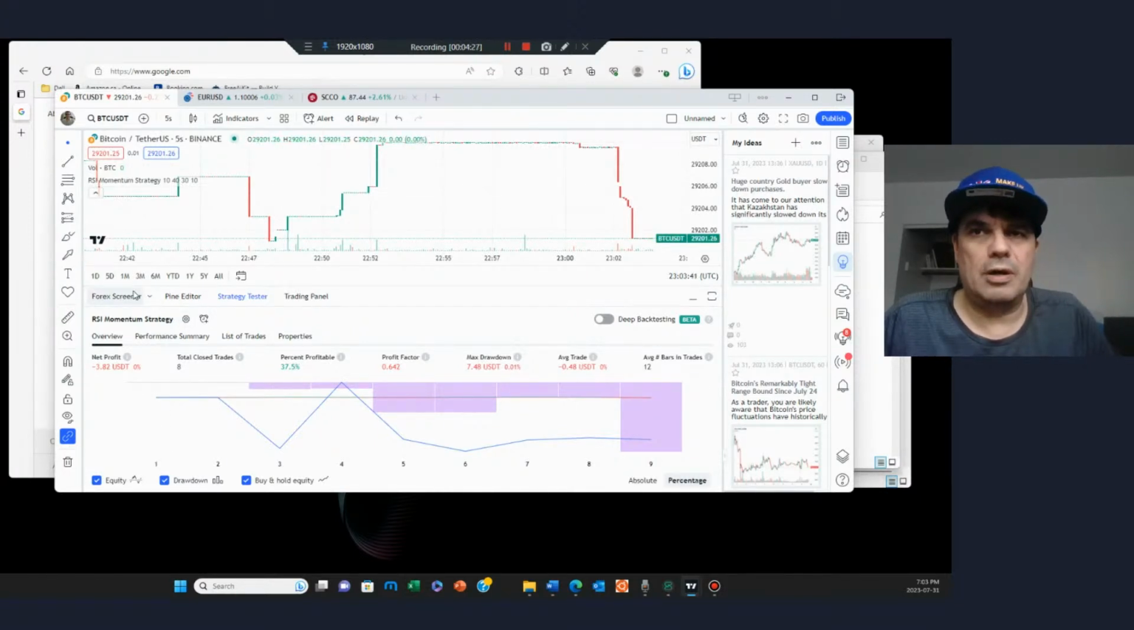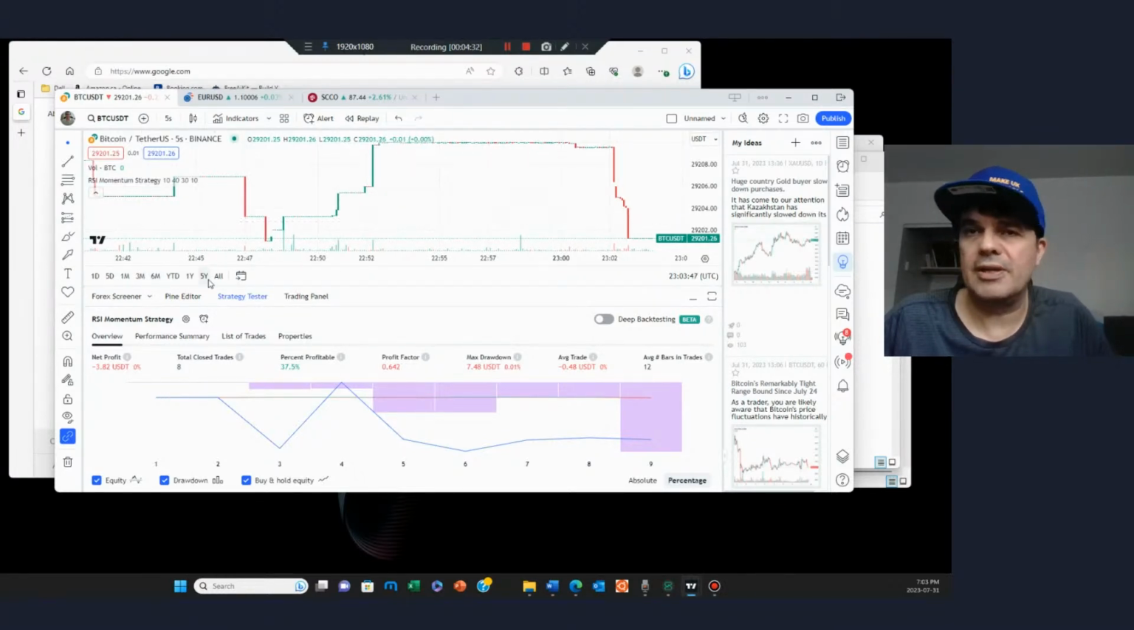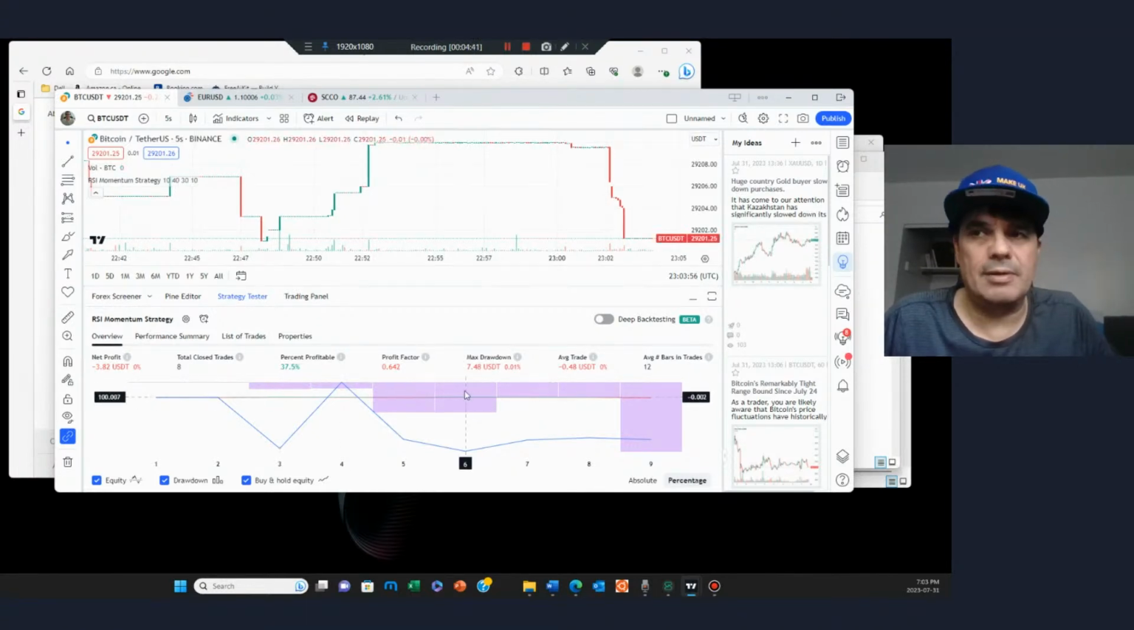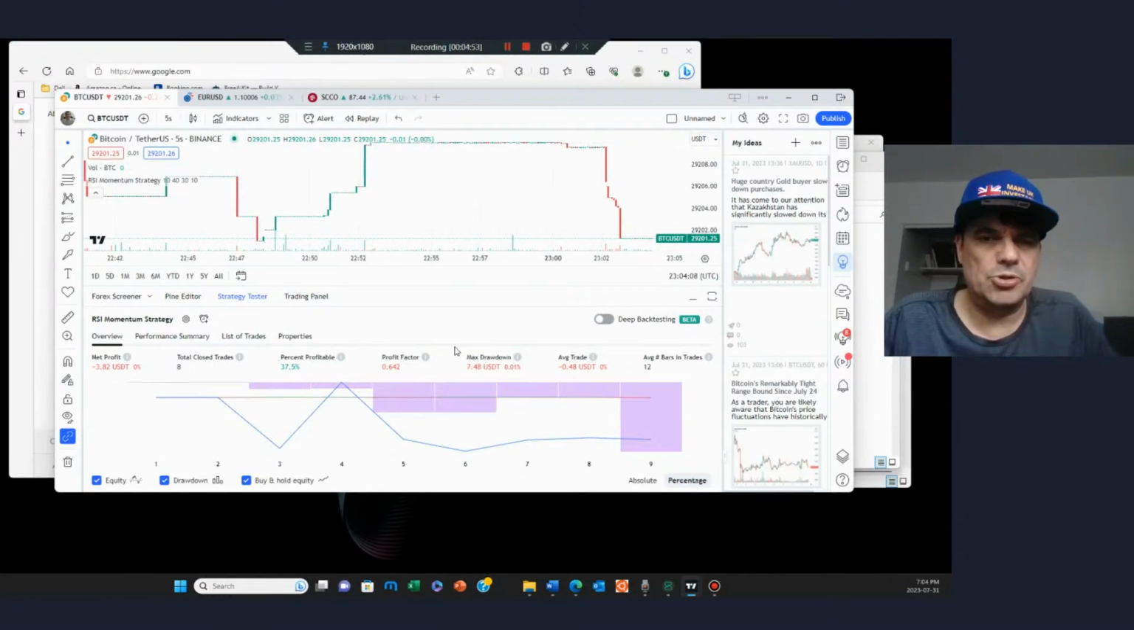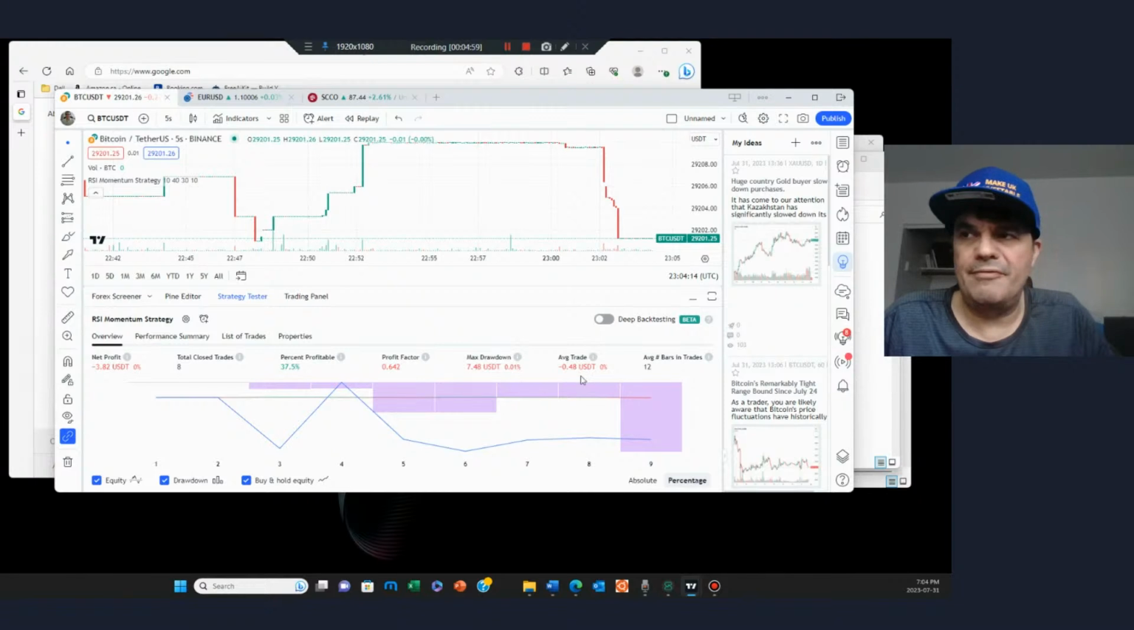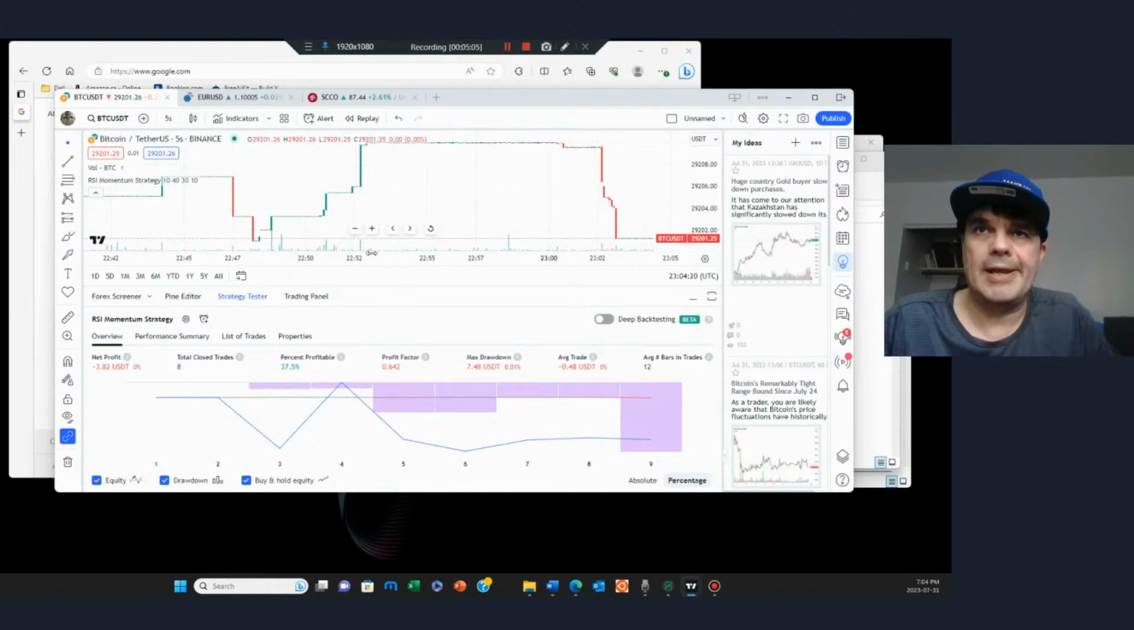It looks like it's done the last 24 hours, or an hour of data. It would have done 8 closed trades, percent profitable at 37.5%, a profit factor of not very much at 0.642. Maximum drawdown percentage is very low, 0.01. The tolerable max drawdown usually is 15%, so this is well within it. Average trade is not very profitable. And the average number of bars in trades is 12 bars. So you're looking at 12 times 5 seconds, about a minute.